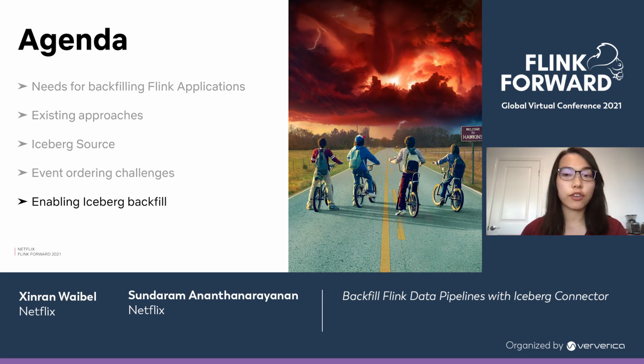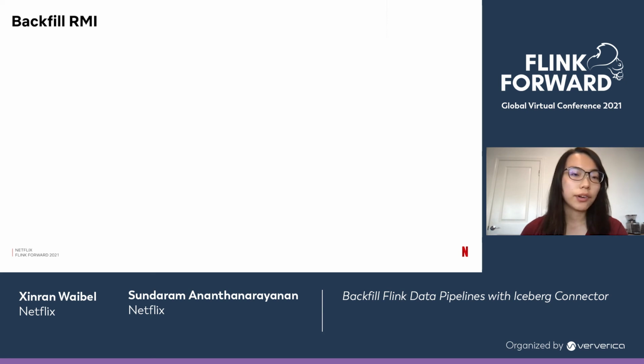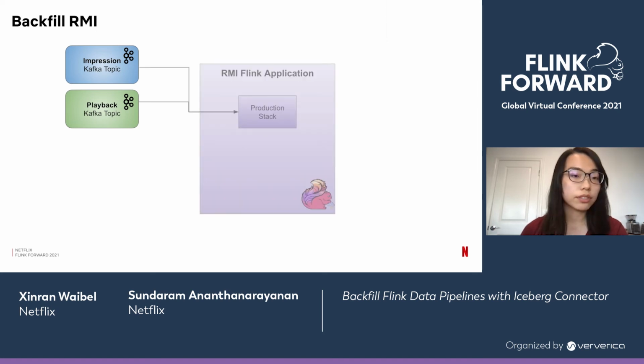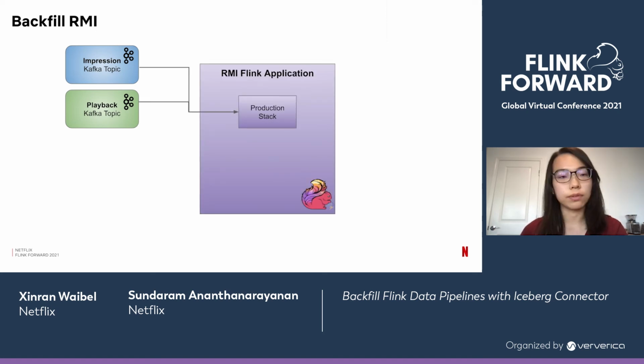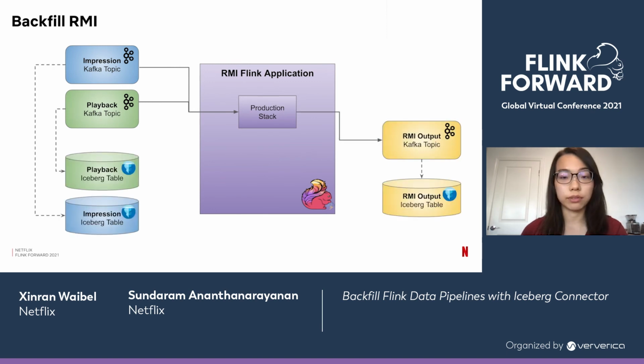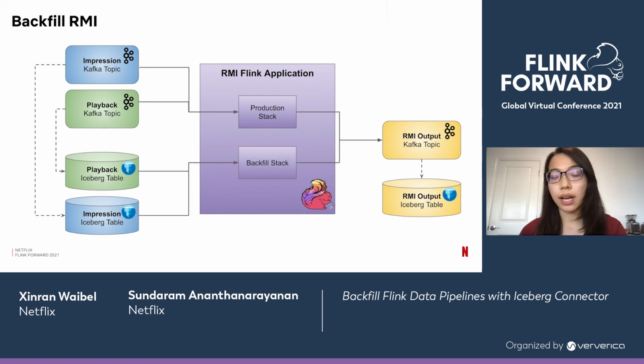For the next step, I'll show you how to enable Iceberg backfill for your Flink application. Let's use RMI for example. Here, you have the impression and playback real-time events in Kafka topics, and the RMI production job reads from those topics and writes to RMI output. At the same time, those real-time events are routed to Iceberg tables. And we set up a backfill stack that reads from those tables instead and writes to the same output.